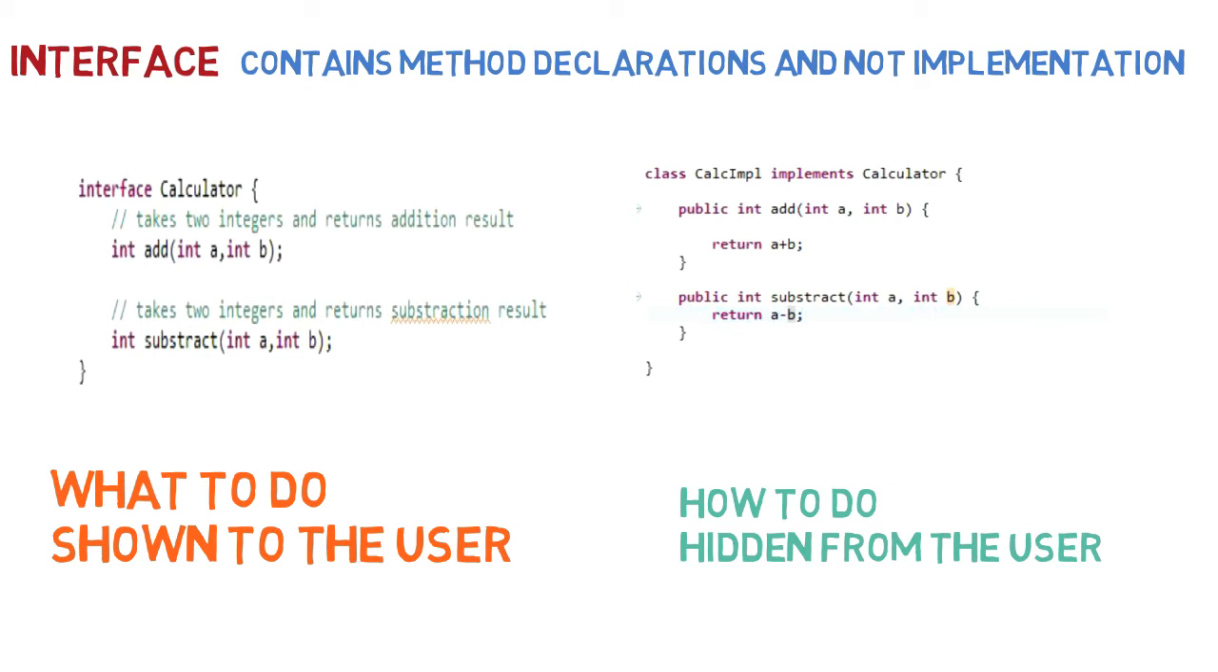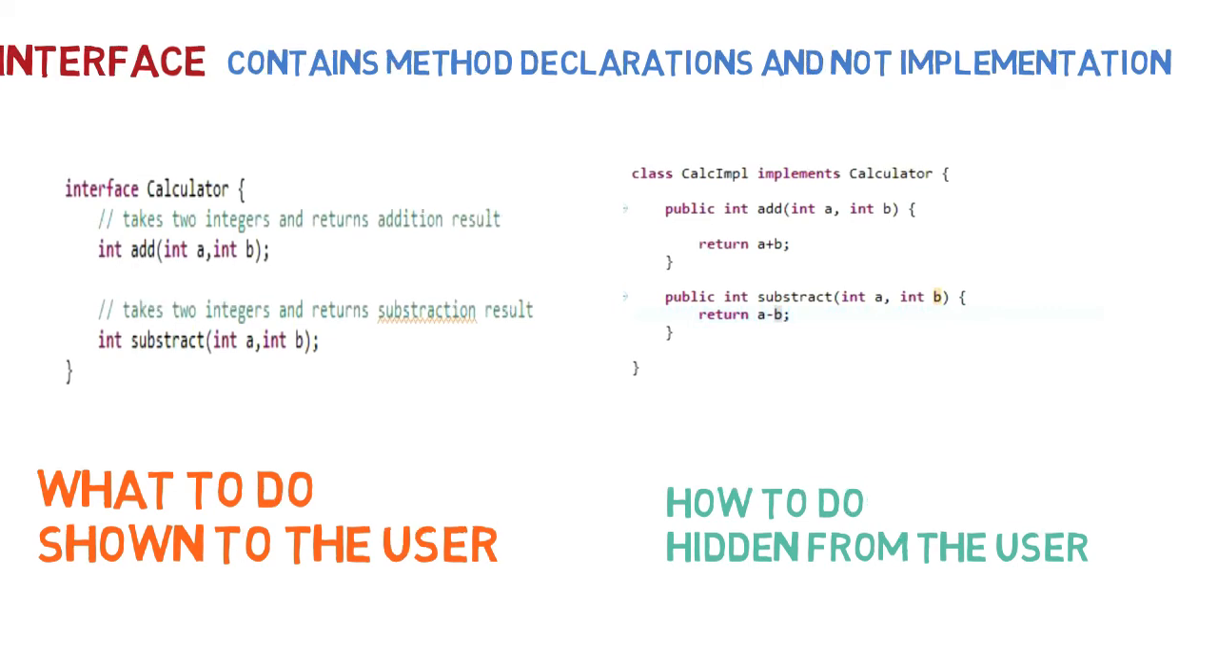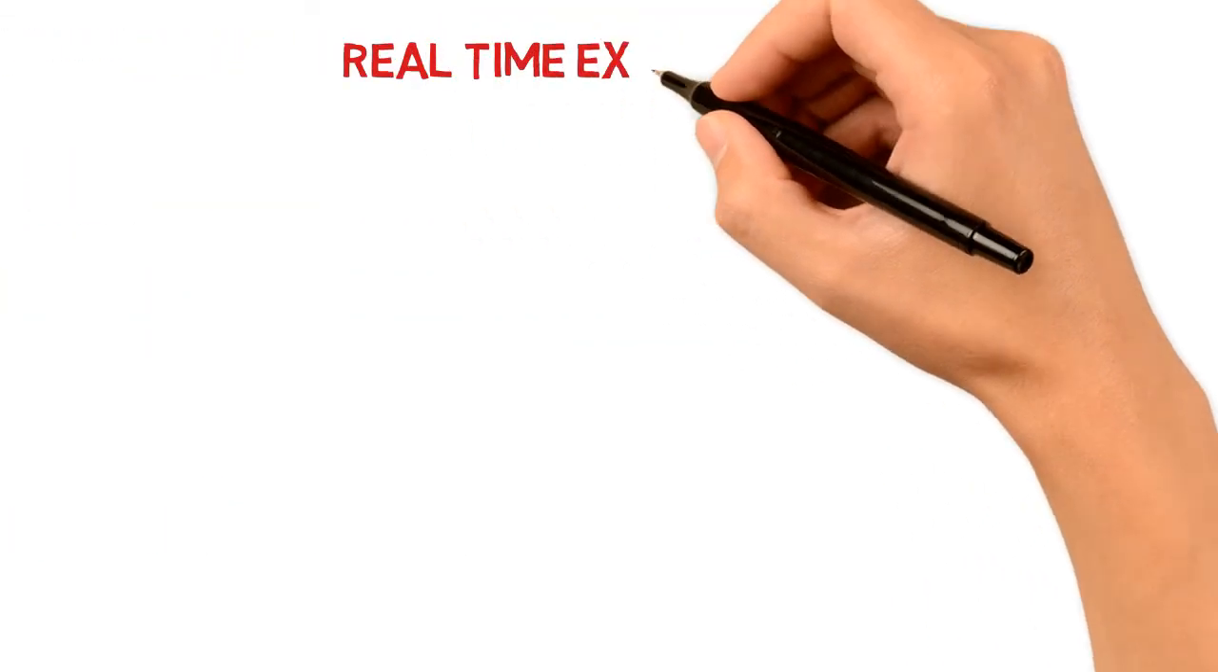So remember, the interface tells the user what a particular functionality can do, and the class, which is hidden from the user, which hides the details from the user, is for how the calculations or the things are done. So in this way, we can hide the non-essential or implementation details from the user.